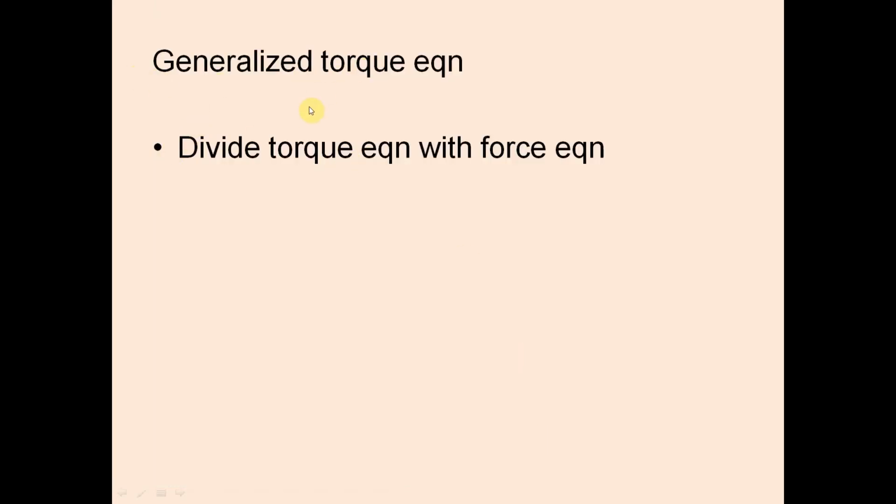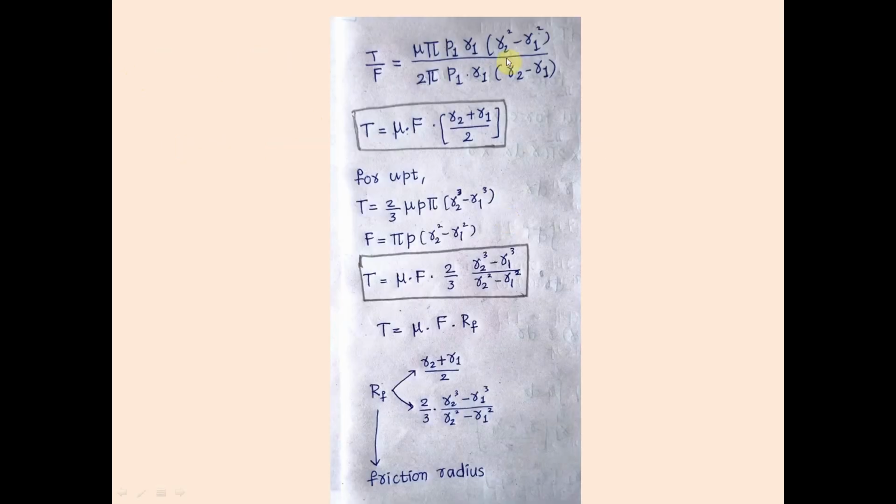To get a generalized equation, we will divide the torque equation by the force equation. So torque by force equal to this value, and you can see pi and pi, p1 r1 will get cancelled, and r2 minus r1, r2 square minus r1 square, we can write it as r2 minus r1 into r2 plus r1. So that will get cancelled, and we are left with torque equal to mu into force into r2 plus r1 by 2. And in uniform pressure theory also, we can see torque equation and force equation. If we divide these two equations, we will get mu into force into 2 by 3 r2 cube minus r1 cube by r2 square minus r1 square.